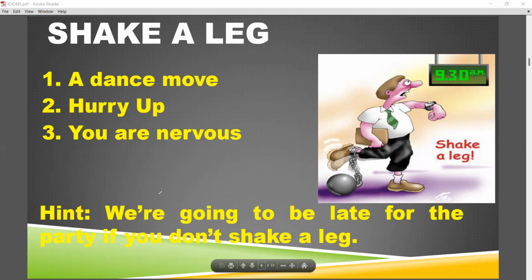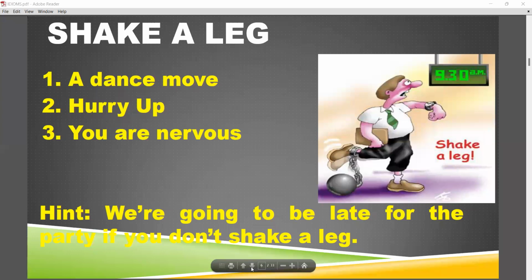Can you see this particular person here? You can remember this particular word from this image. This person is pointing towards the time. And shake a leg: we are going to be late for the party if you don't shake a leg. So that means shake a leg is actually to hurry up, speed up. Maybe you can say make a start towards something, or arouse oneself. So it's not a dance move, not exactly.